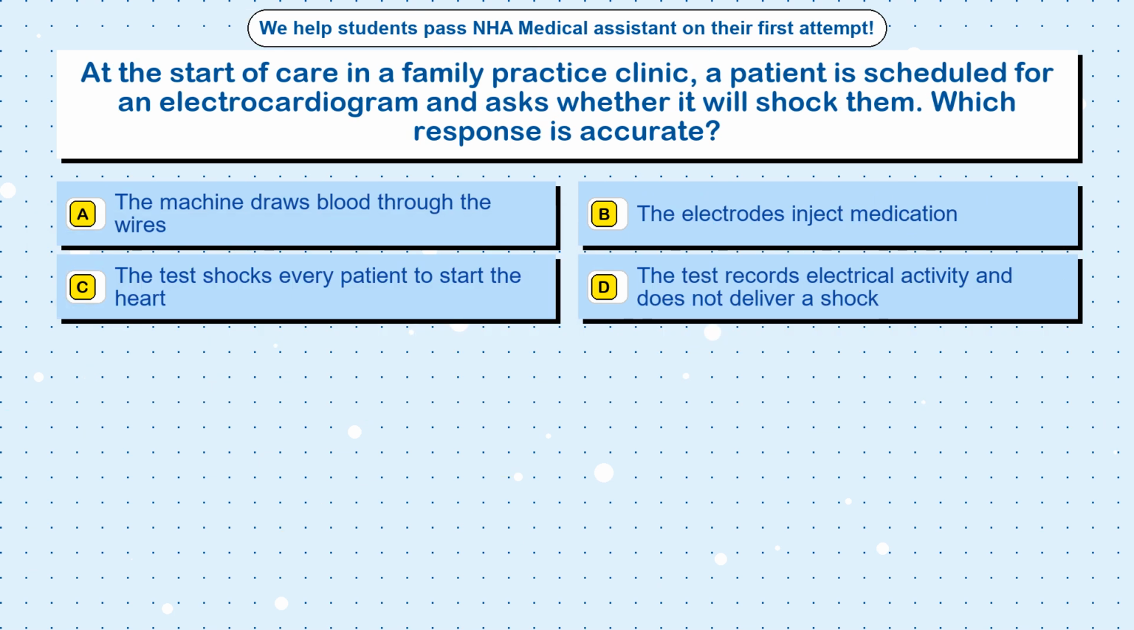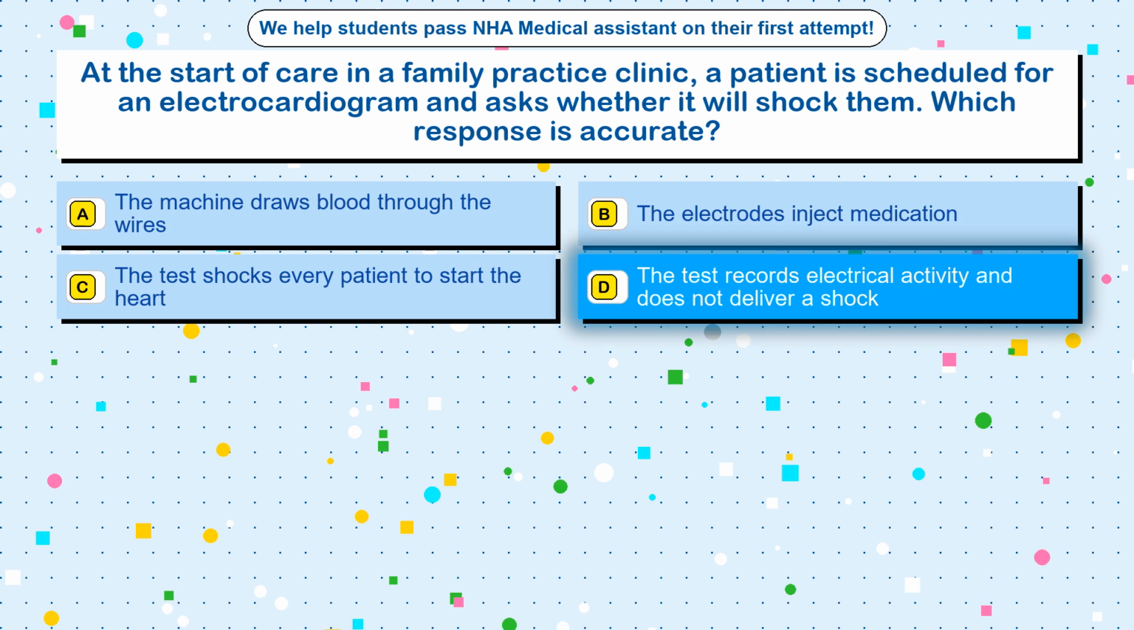Question 4. At the start of care in a family practice clinic, a patient is scheduled for an electrocardiogram and asks whether it will shock them. Which response is accurate? Option A. The machine draws blood through the wires. Option B. The electrodes inject medication. Option C. The test shocks every patient to start the heart. Option D. The test records electrical activity and does not deliver a shock. The correct answer is option D.